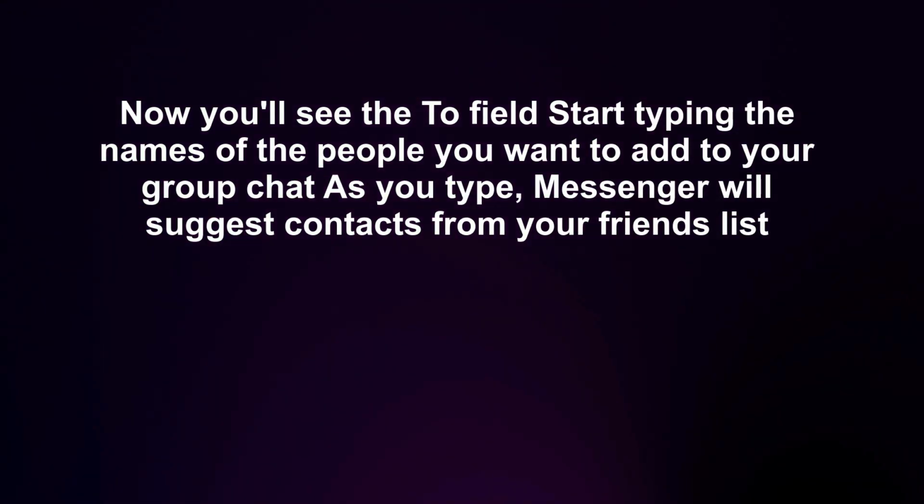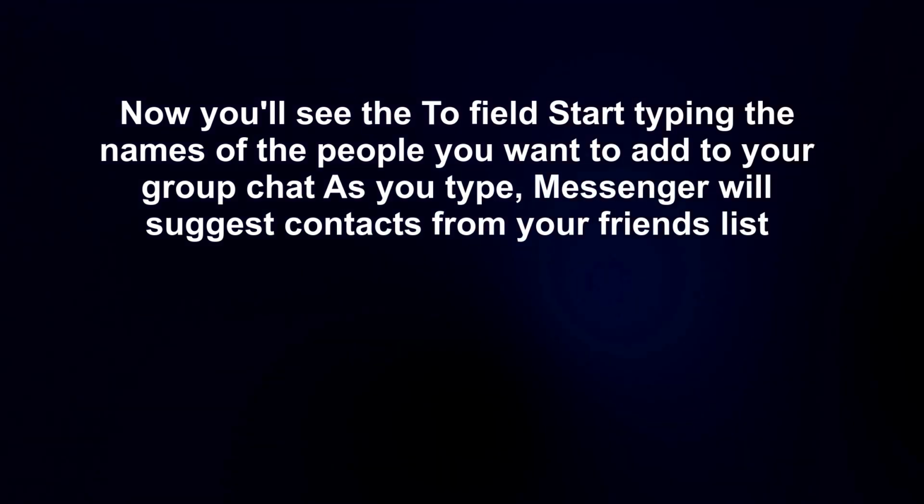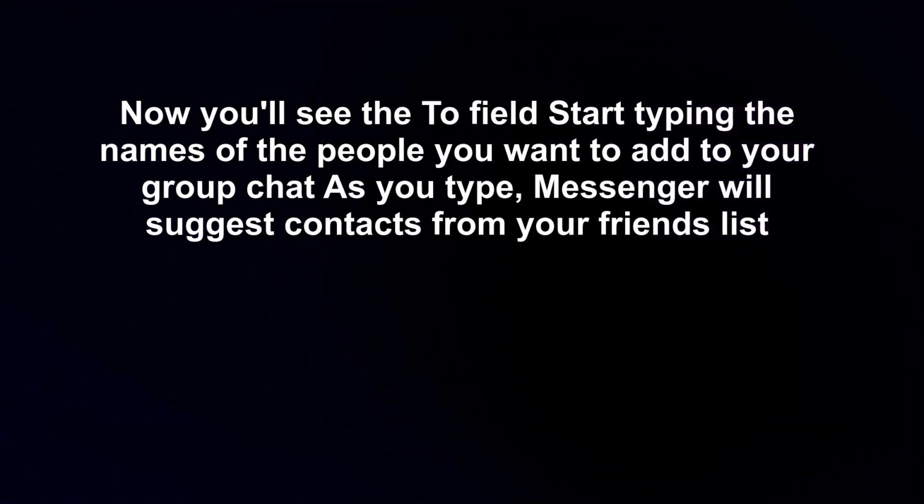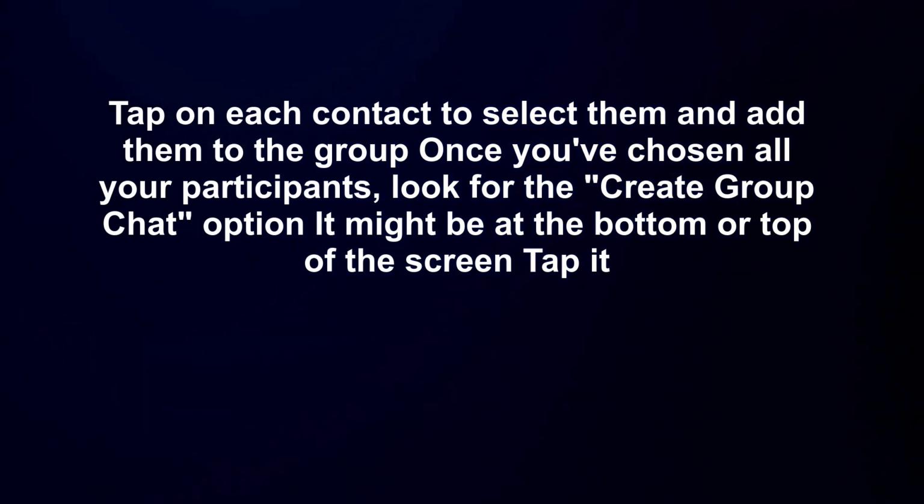Now you'll see the two fields. Start typing the names of the people you want to add to your group chat. As you type, Messenger will suggest contacts from your friends list. Tap on each contact to select them and add them to the group.